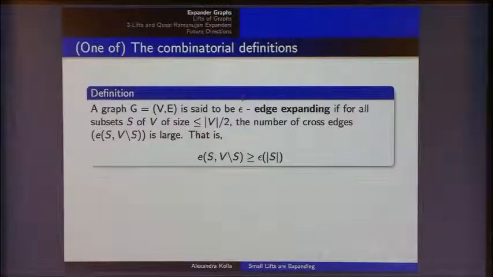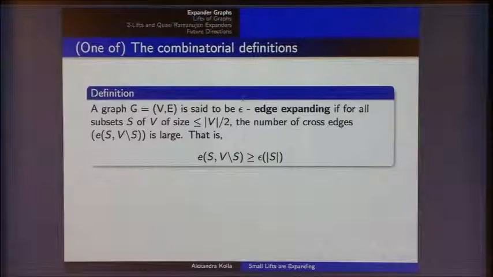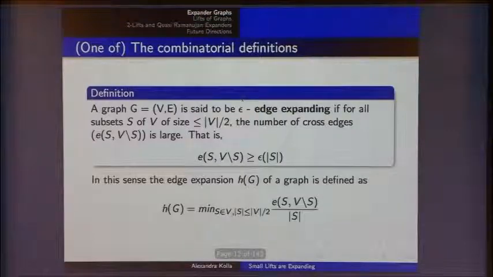So really briefly, the combinatorial definition of expansion takes a graph G, and such a graph is said to be epsilon expanding if for all subsets of the vertices, let's say less than half of the number of nodes, the number of edges that go out of the subset is proportional to epsilon times the size of the set. And in this sense, the standard definition of edge expansion, this h of G parameter of the graph, is just the minimum over all cuts S and S prime of the edges that cross the cut over the size of the smaller side of the cut.